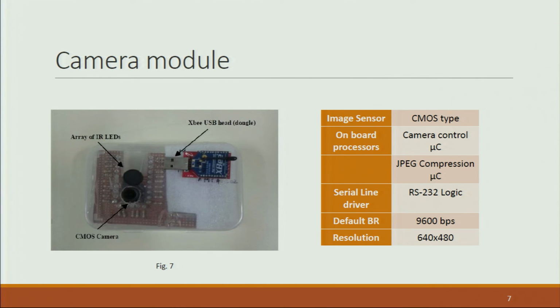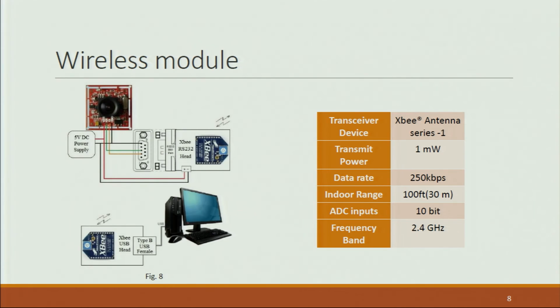And then the camera module, again I think they bought the cheapest camera available. Okay, CMOS type. I think all this is not relevant, but if you need, here are all the details. The goal is to keep the cost as low as possible.